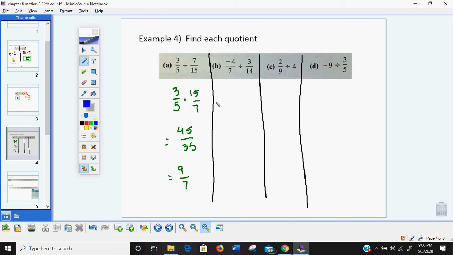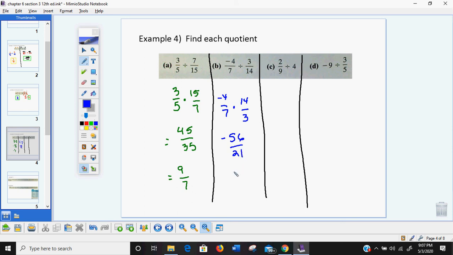So on this one, I'm going to have -4/7. We're going to change that to multiplication. We're going to flip it and make it 14 over 3. Now when you have a positive times a negative, you are going to have a negative on top or on bottom. It doesn't matter. Positive times a negative is a negative. I leave mine on top so I don't lose it. 4 times 14 gives you 56. And 7 times 3 is 21.